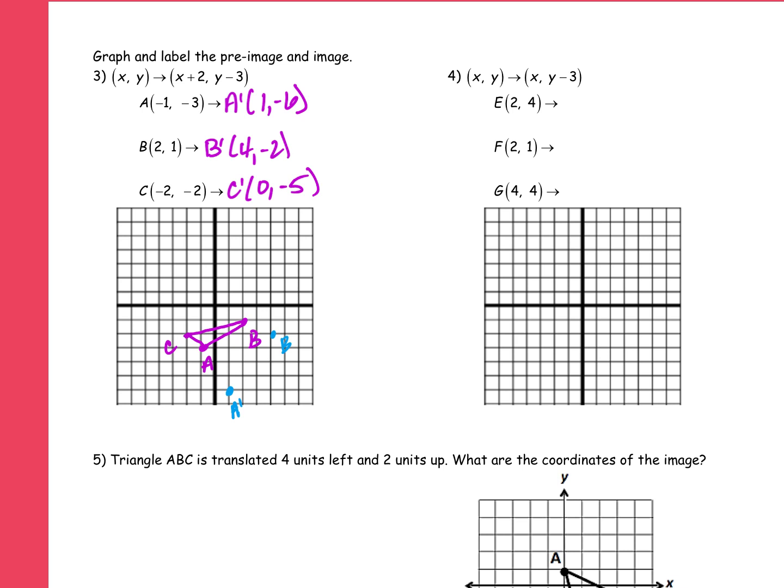Oh, that's because I graphed B wrong. Okay. I'm like, what did I do wrong, you guys? Whew. That was close. It should be 2, positive 1 is B.